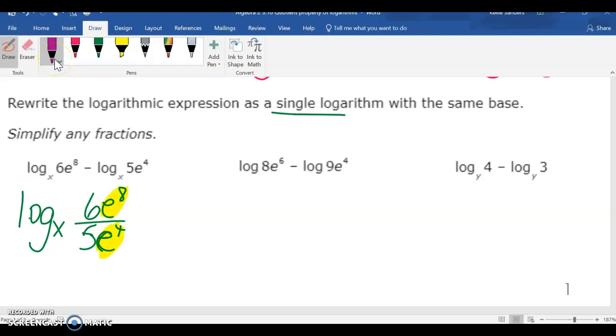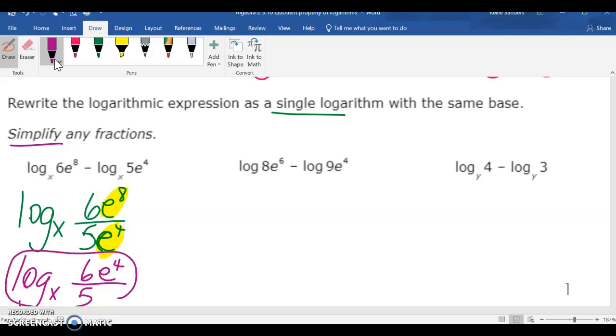So it says to simplify, so we must simplify. The 6 and 5 do not reduce, so they will stay where they are. But if I have 8 e's on top and 4 e's on bottom, 4 of those are going to cancel out because we're going to, guess what, subtract them. Then you would have 4 e's left on top because that's the rule.